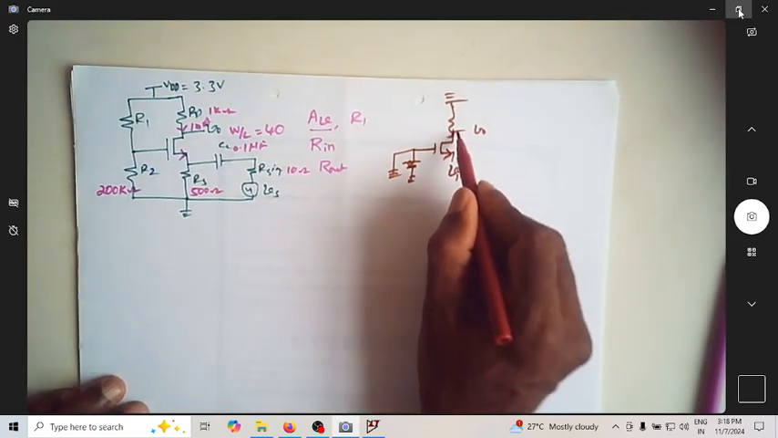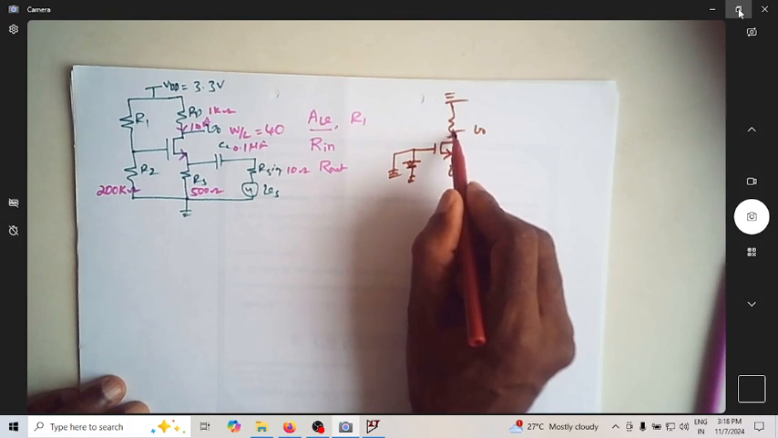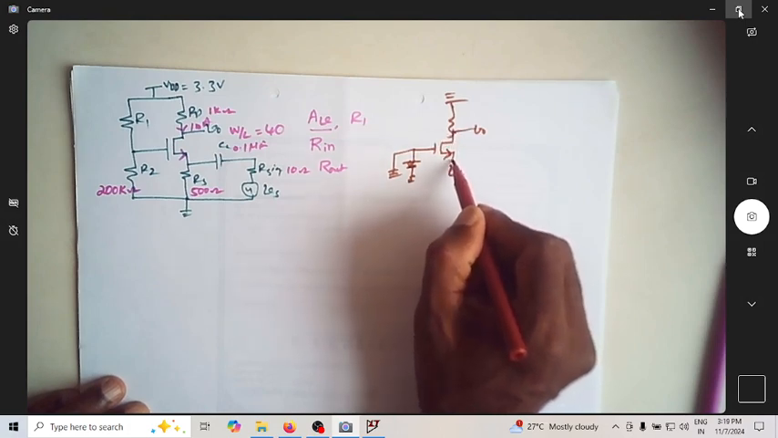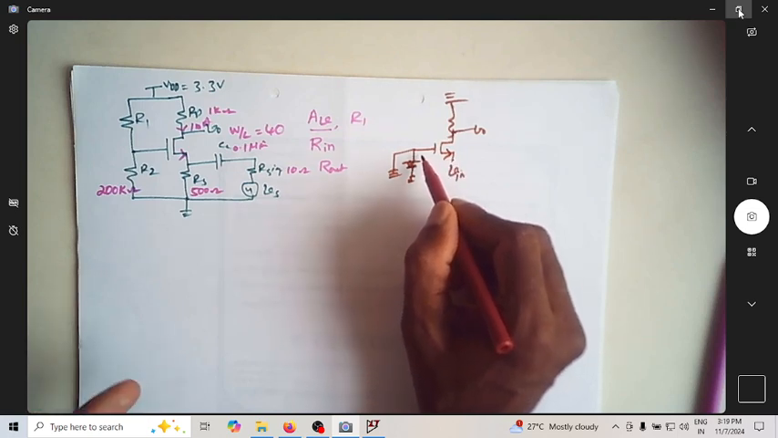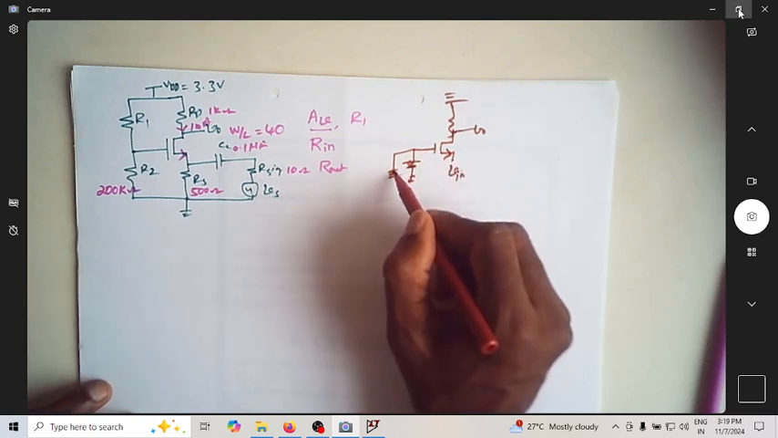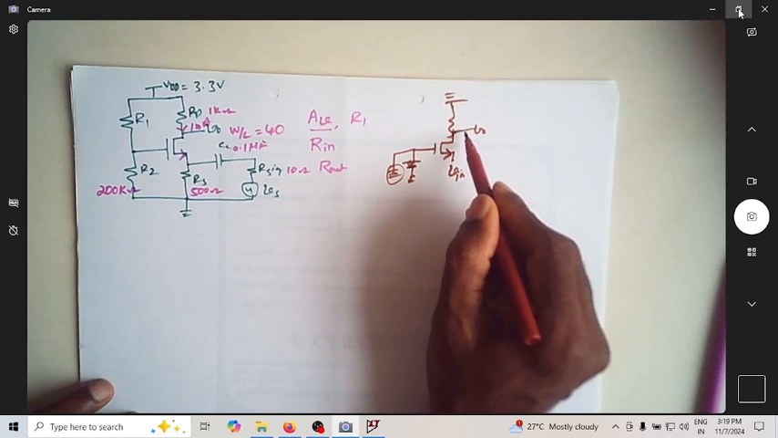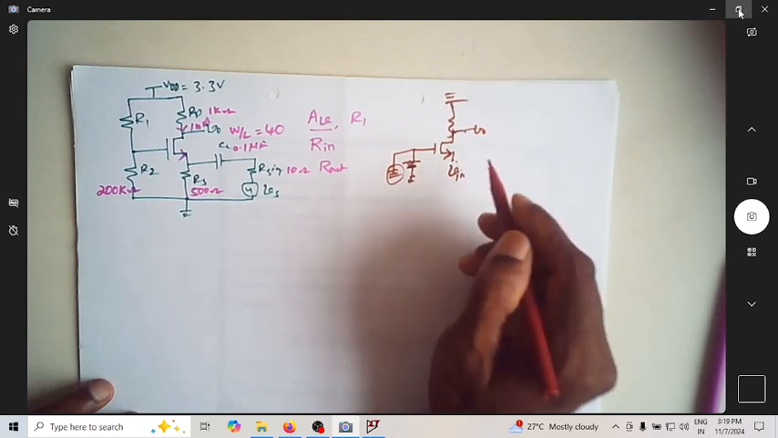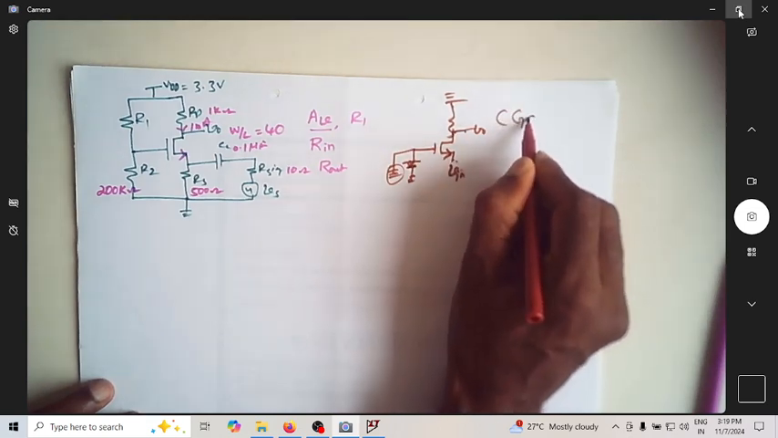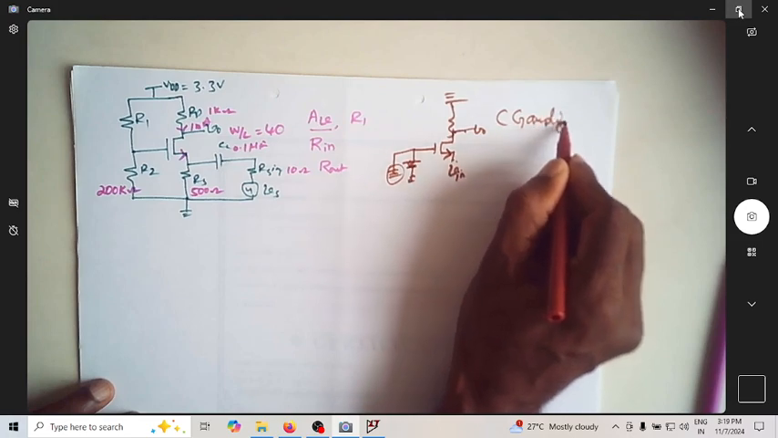Naturally, if you can see, I'm measuring the output voltage at the drain and applying the input voltage at the source. The terminal to which nothing is connected is the gate, or the gate is a terminal which is used as a common terminal to measure the output voltage and the input voltage. That's why the name CG amplifier.